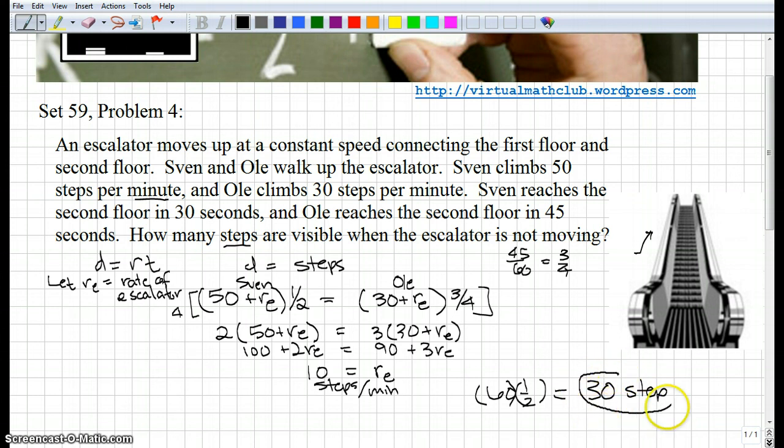And you'll get the same answer if you plug in 10 into the other one: 30 plus 10 is 40, times 3/4 is also 30 steps. So this is our answer. There are 30 steps visible when the escalator is not moving.